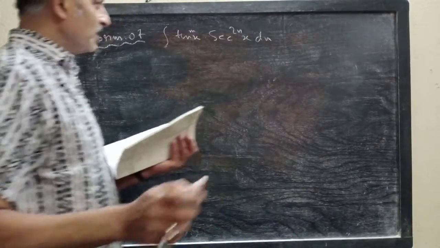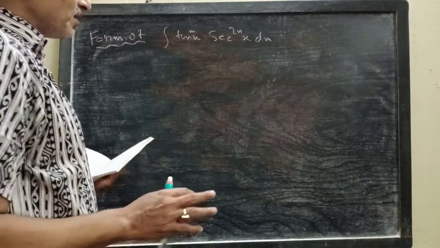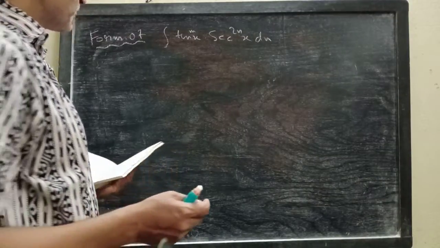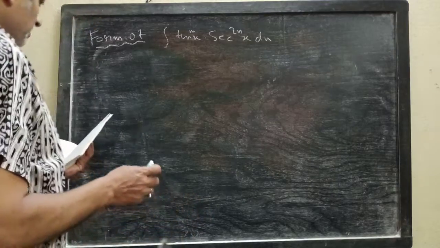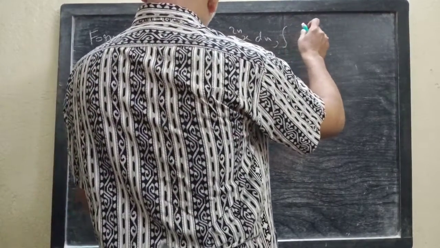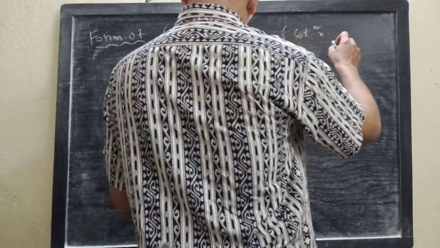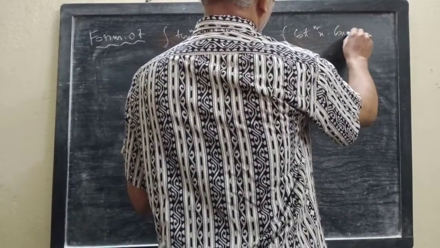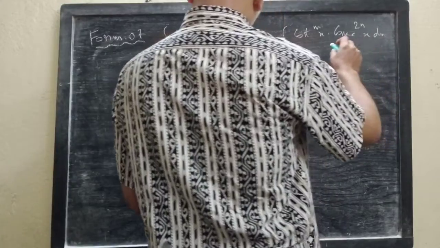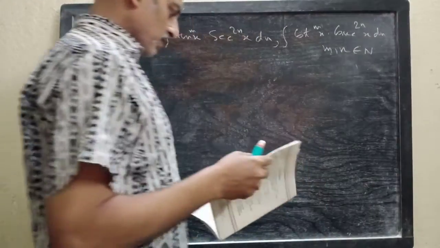m and n are integers, it signifies that tan x may have any natural power index, but sec x must have an even index. Okay. And the other form is integration cot to the power m x into cosec to the power 2n x. Obviously, m and n are both natural numbers.